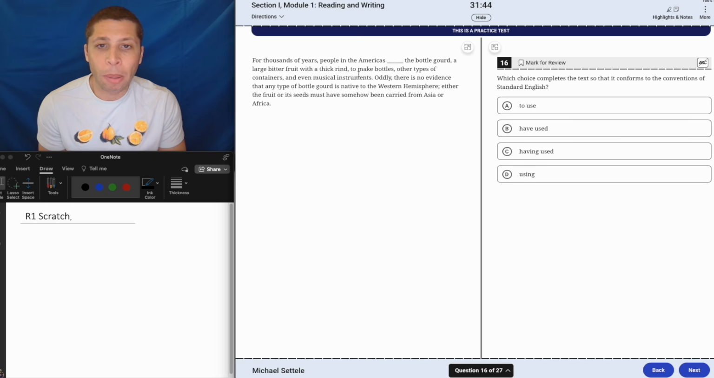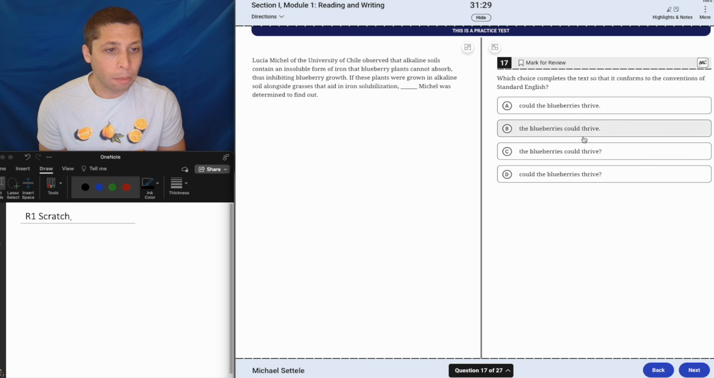For thousands of years, people in the Americas have used the bottle gourd, a large bitter fruit with a thick rind, to make bottles, other types of containers, and musical instruments. Yeah, people in the Americas have used the bottle gourd. Yeah, it's the only thing that makes sense. Okay, it's about question marks.